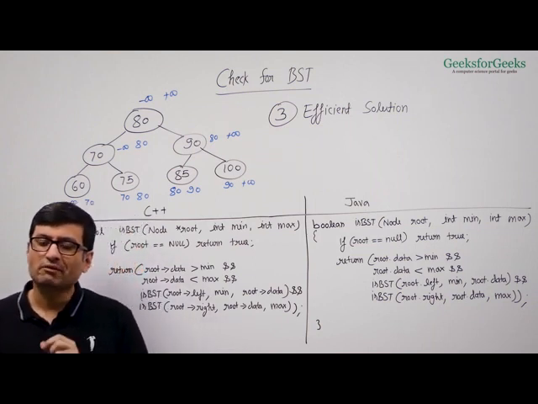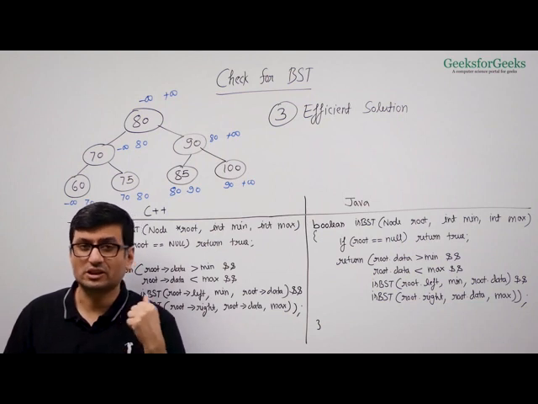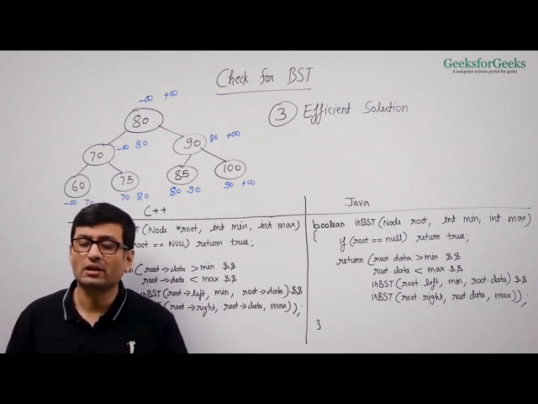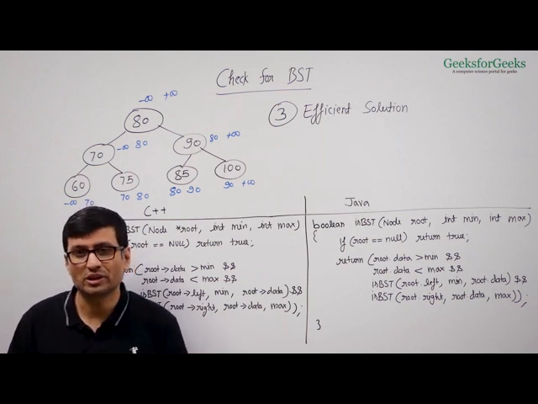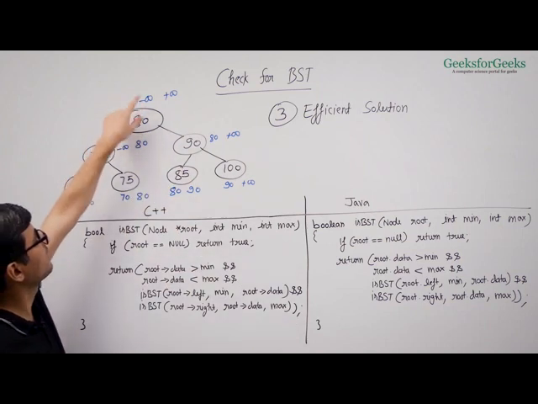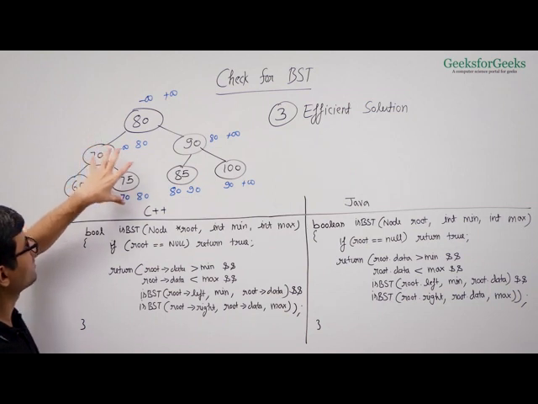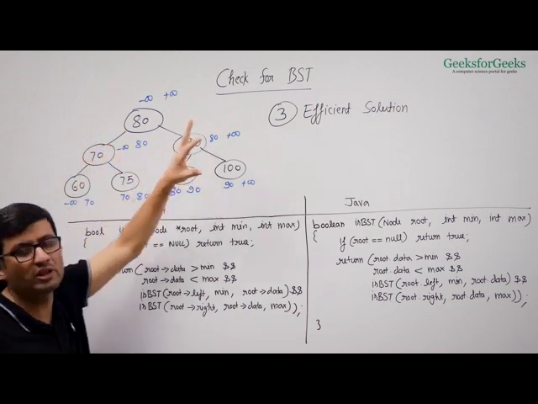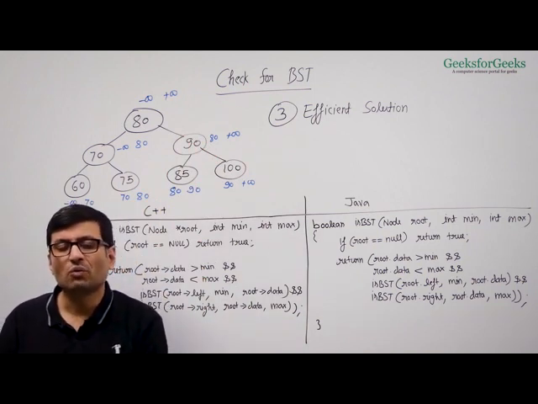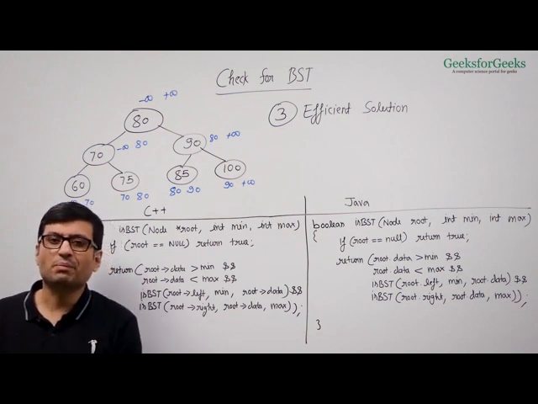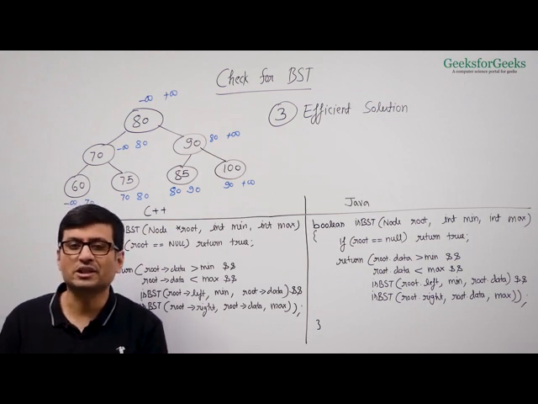For every node, we check if this node's value is greater than min, if it's smaller than max. At the same time, left subtree of it also follows the same property and right subtree also follows the same property. So root has to be within the range, and similarly, recursively, it has to be true for the left subtree, recursively, it has to be true for the right subtree. That's what we check in this code. One thing you can notice is when we are calling for the left subtree, we are changing the max value. And when we are calling for the right subtree, we are changing the min value.